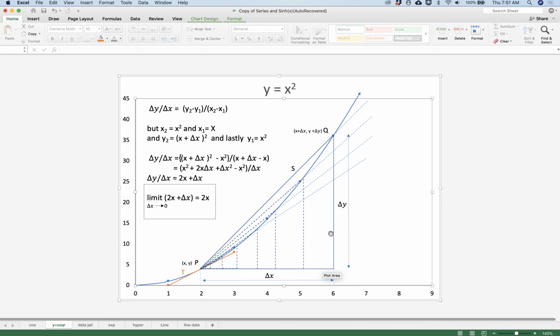So what we're interested in is coming up with an expression for our change in y over the change in x, and then taking the limit and squeezing delta x to 0, because when we approach 0, the hypotenuse of the triangle becomes increasingly closer to the actual tangent line at the point P. And in the limit, it actually becomes the tangent line.